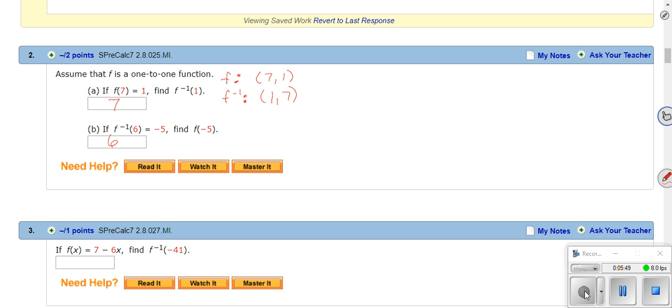Okay. The output of one becomes the input of the other, and the input of one becomes the output of the other.